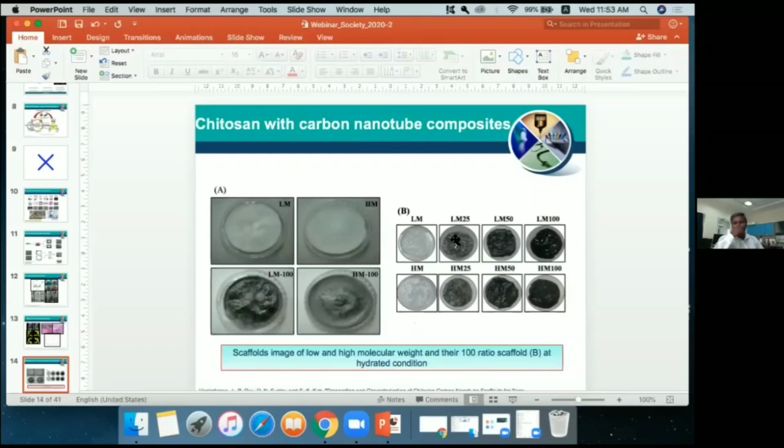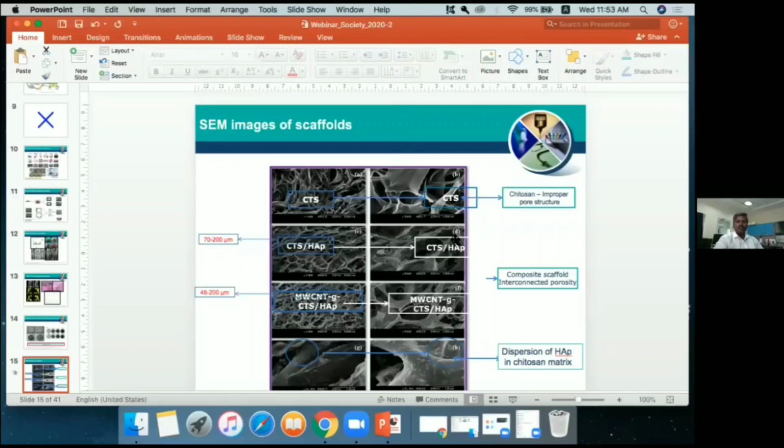So we have developed different kinds of scaffolds, using 25 milligram, 50 milligram, and 100 milligram, using lower molecular weight and higher molecular weight. And we checked the porosity. The only-chitosan scaffold has improper pore structures. By addition of carbon nanotubes and hydroxyapatite, you can see that the hydroxyapatite is spreading on the polymeric matrix.